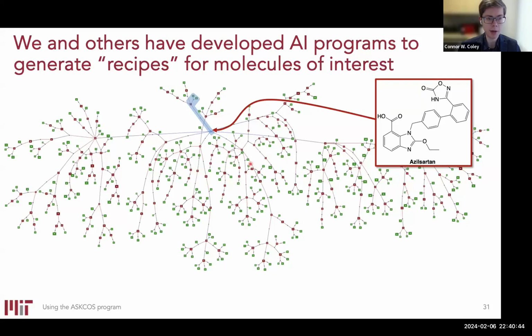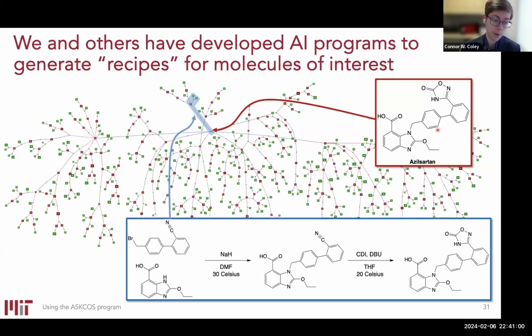And so this is an example output from the ASCOS program, where we've queried it with this drug substance. We've ended up with this large network of possible pathways. Each one of these little branches represents a different way that we might make this molecule, with some suggestion of the viable materials, the conditions, intermediates along the way.